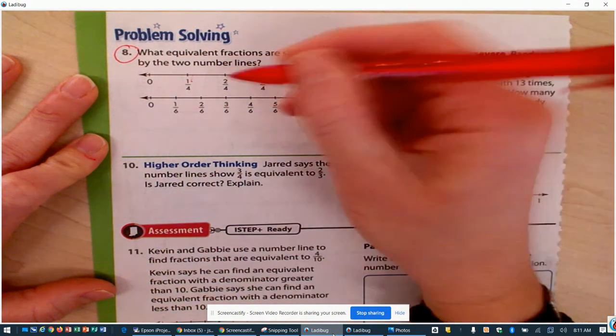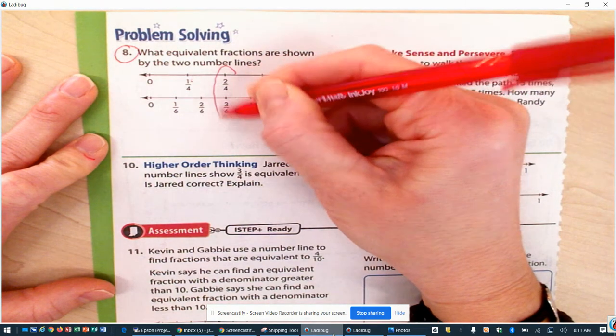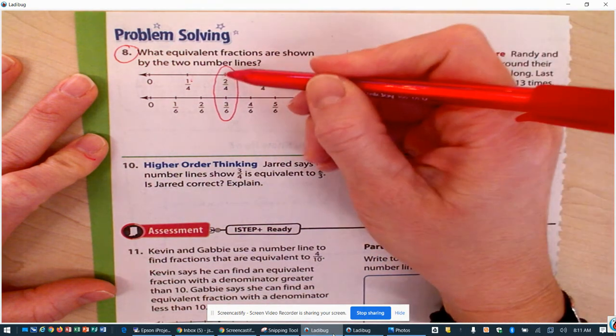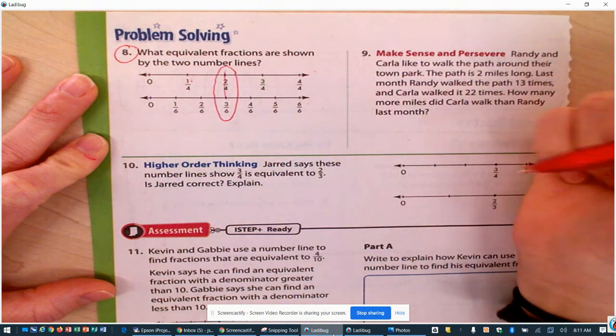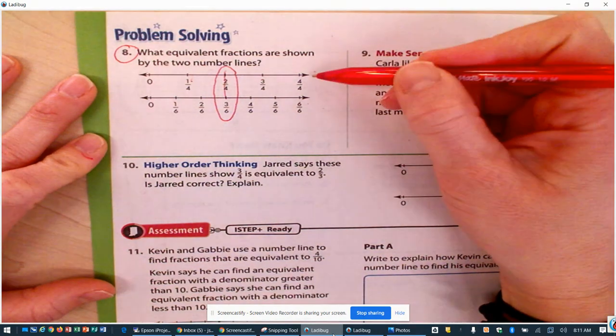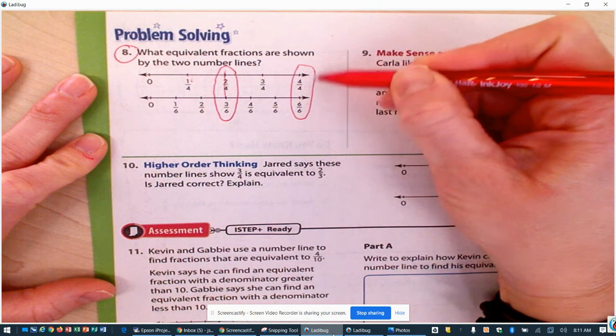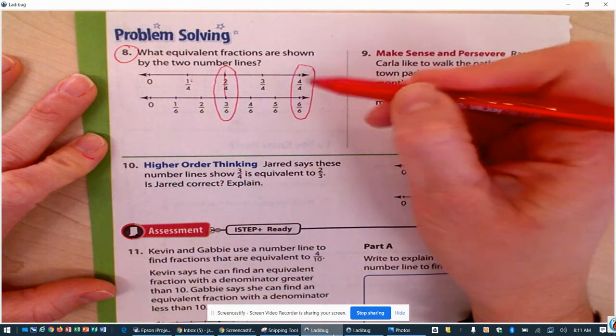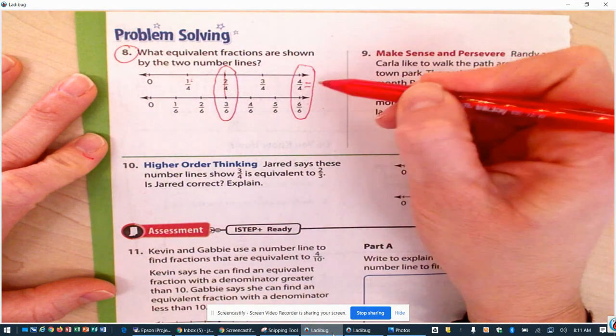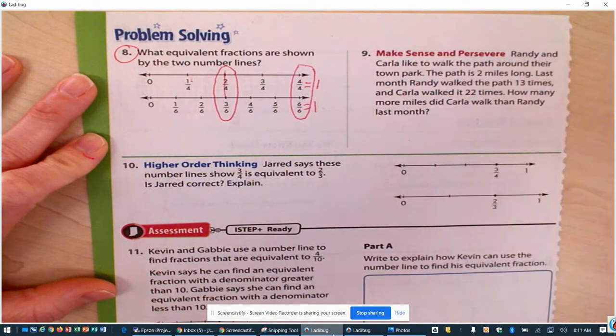All right, you should have found that 2/4 is equal to 3/6. Again, we can draw lines straight down and match them up. And the other pair you should have found are 4/4 and 6/6. Remember that when you have the same numerator as denominator, they equal 1.